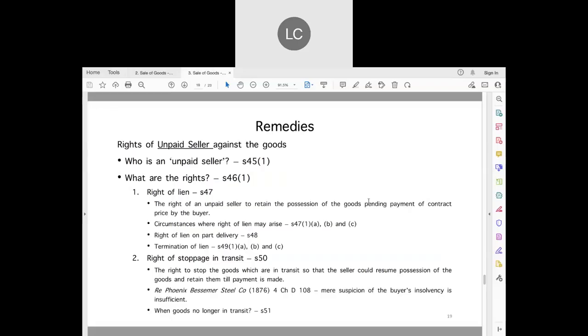And the exercise of the right of stoppage will not generally rescind the contract. It only means that the seller, after getting back the goods from the carrier, has a right to retain them until the buyer pays for them. And you'll see later, the seller may even go and sell the goods which he repossessed.